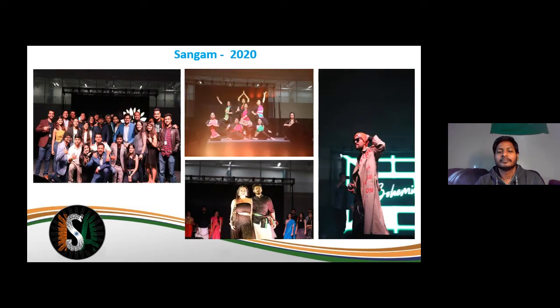And the Sangam. This is also a picture from Sangam 2022, and Bohemia was the celebrity who came and performed there. There are some classical performances, a fashion show, some stand up comedy, and a talent show. So if you have any talent and any leadership skills, you can participate, you can volunteer. And that is the biggest flagship event of UTD ISA.